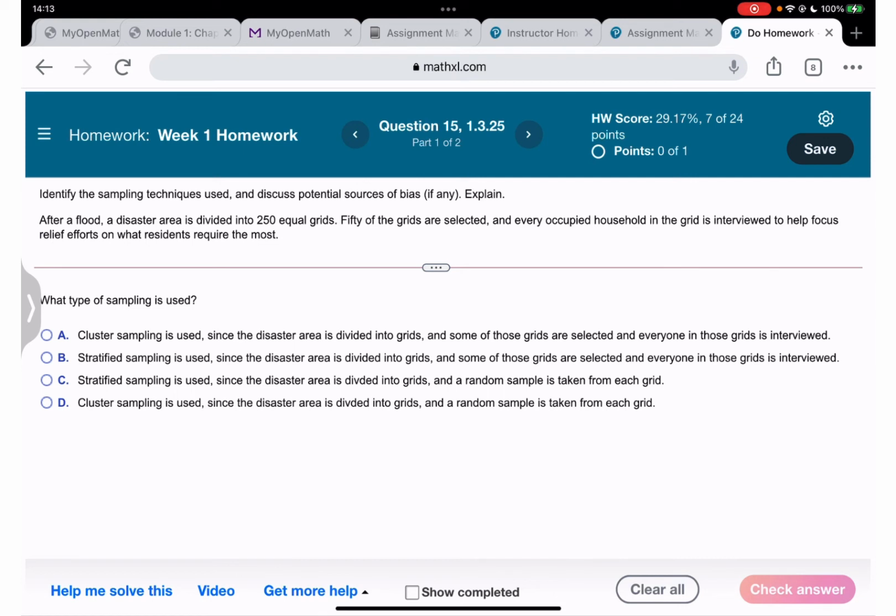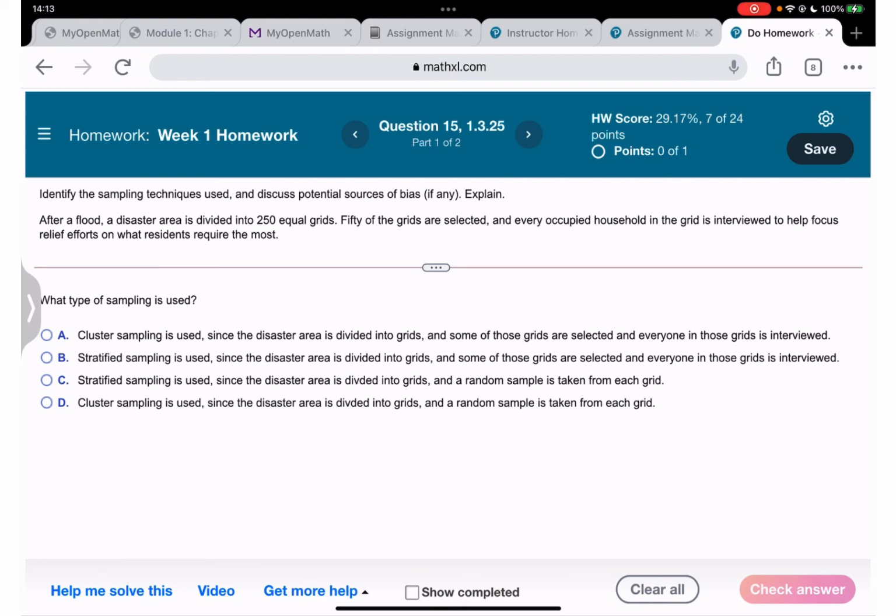Stratify is when you are again breaking down into groups, just like in the case of cluster, but instead of the whole sector, you are taking people or elements from there randomly. That is stratify. So in this case, we are going to choose between cluster or stratified sampling. After a flood, the disaster area is divided into 250 equal grids. Those are sectors, right? 250 grids. Let's see. So is every grid going to be taken, or just a portion of it? 50 of the grids are selected, so only 50 selected. So that's it. I don't need to read further. It tells me it's stratified.